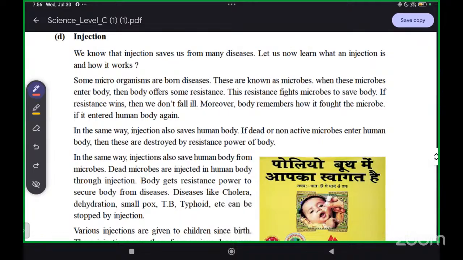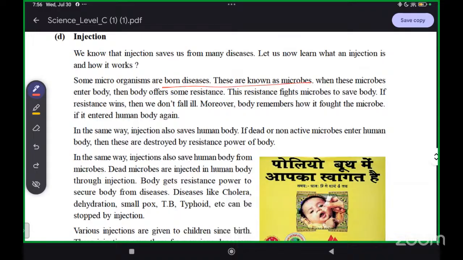Born with diseases means that it is the nature of some microorganisms that they are disease causing. Those microorganisms which cause diseases are called microbes.